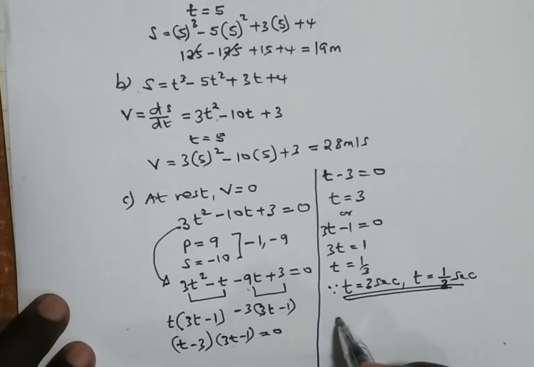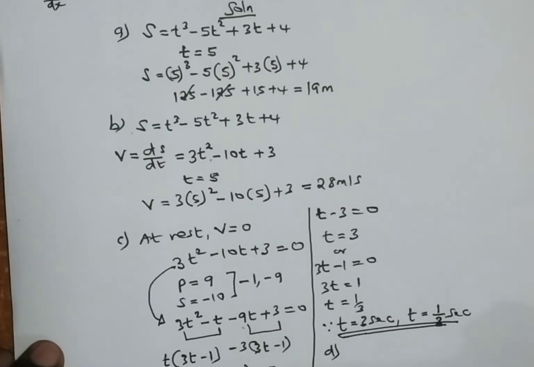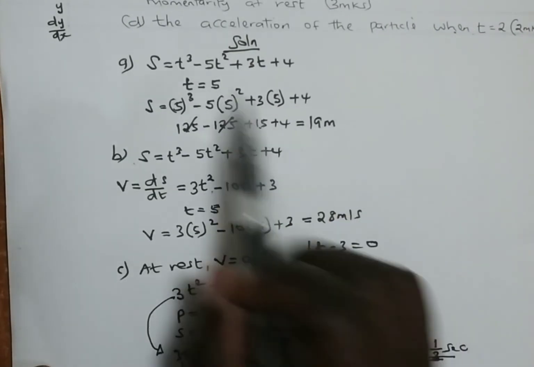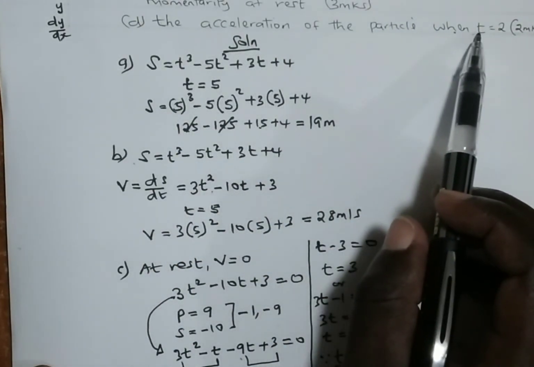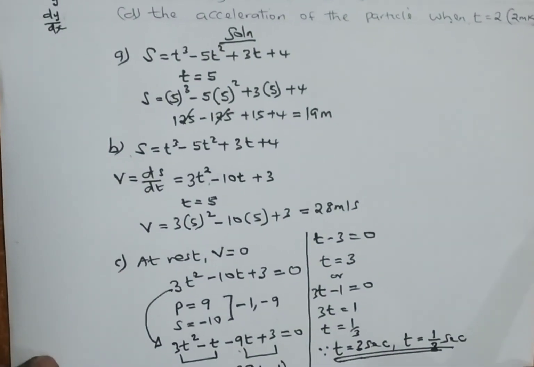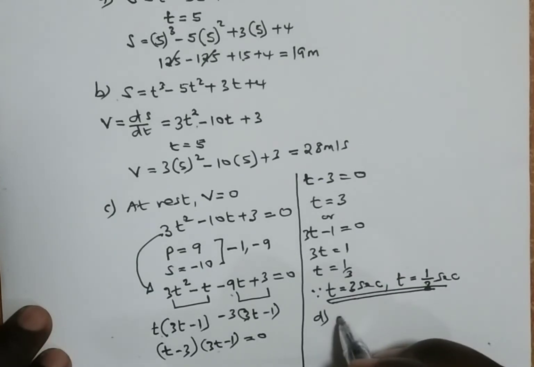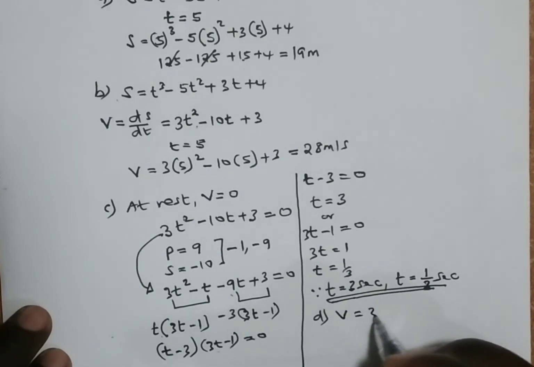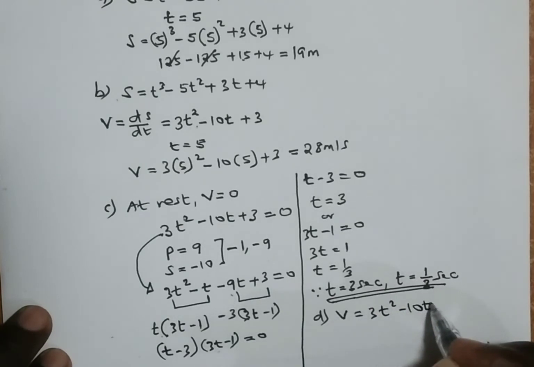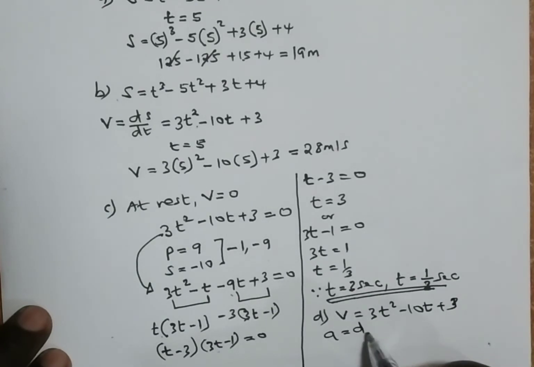We move to the last part, which is part D. In part D, we are supposed to find the acceleration of the particle when t is 2 seconds. Remember, we cannot get the acceleration without the acceleration function. From the velocity function, we are going to get the acceleration function. The velocity function v is equal to 3t squared minus 10t plus 3. Remember, to get acceleration, we differentiate velocity with respect to time.